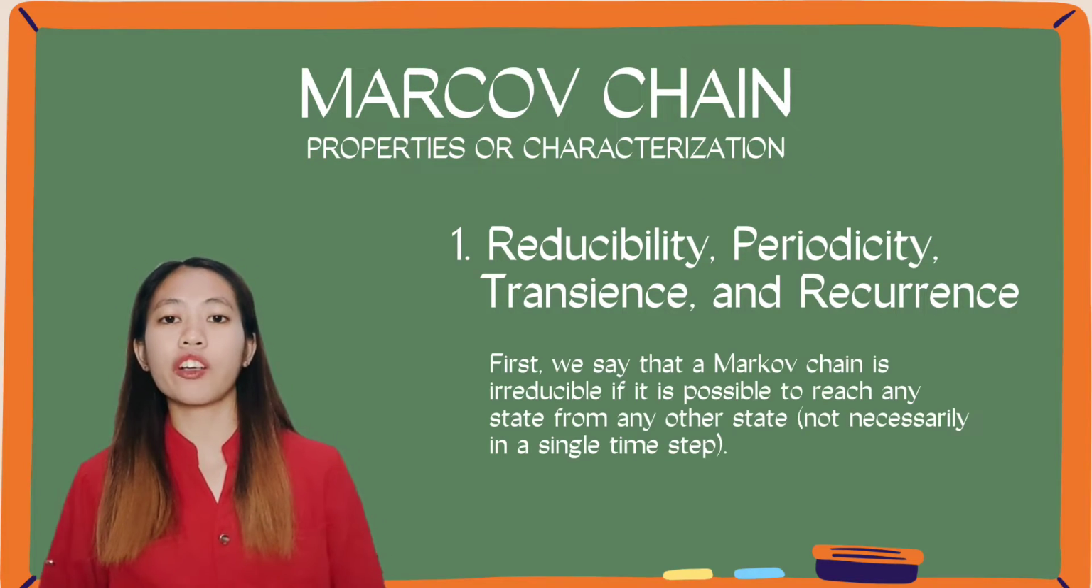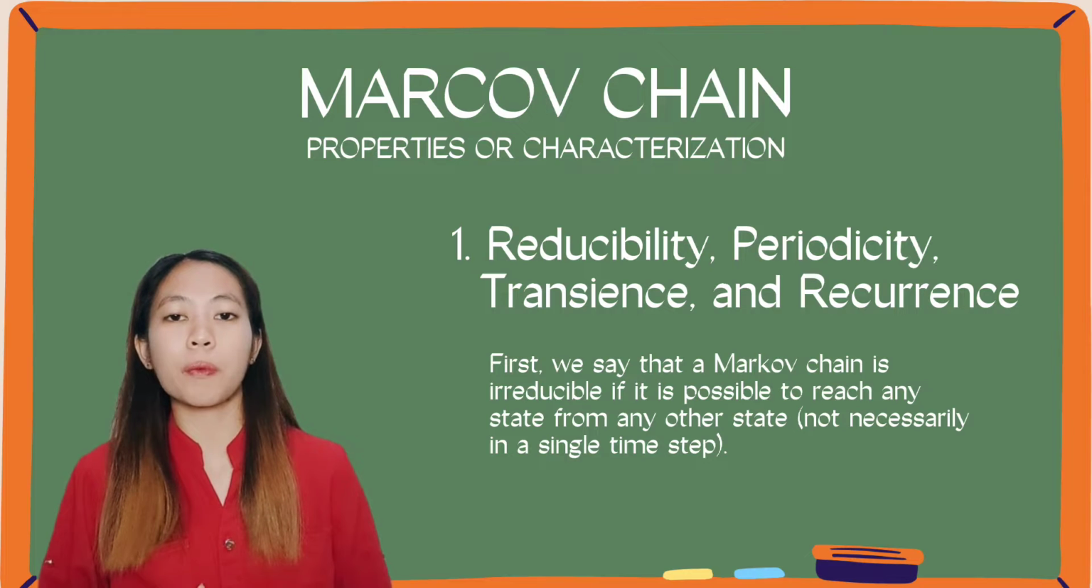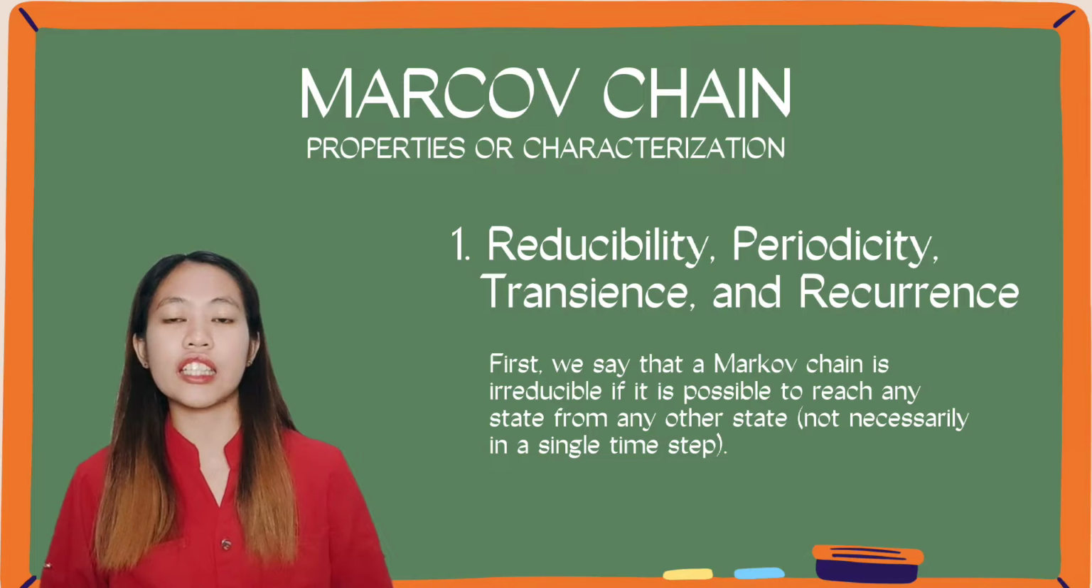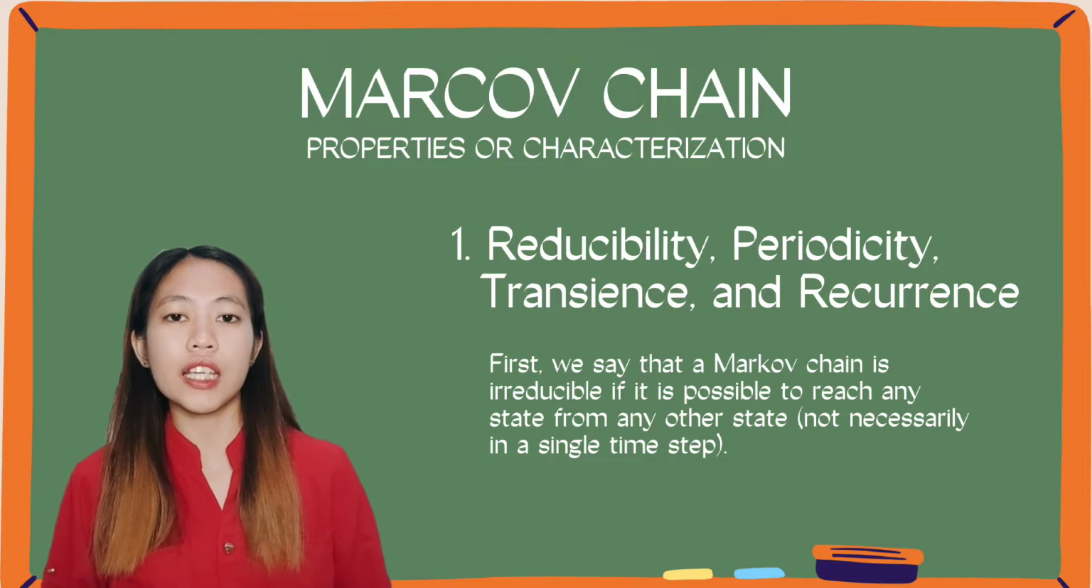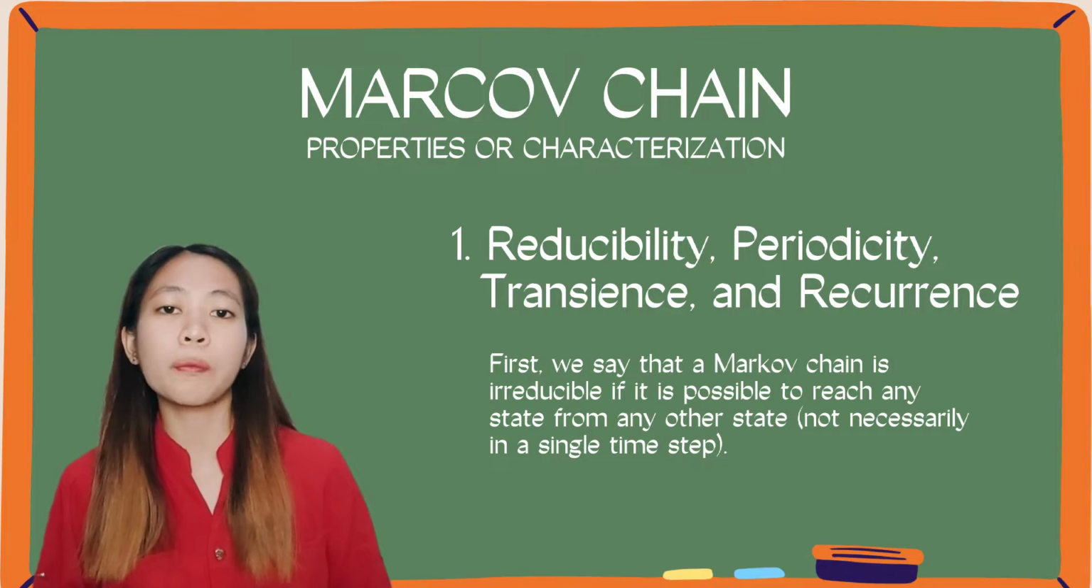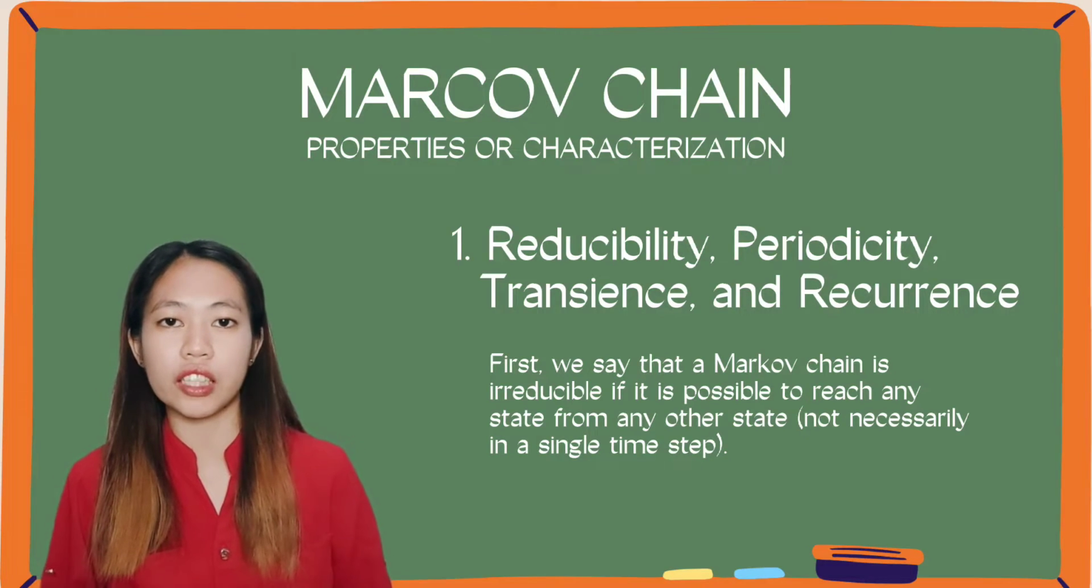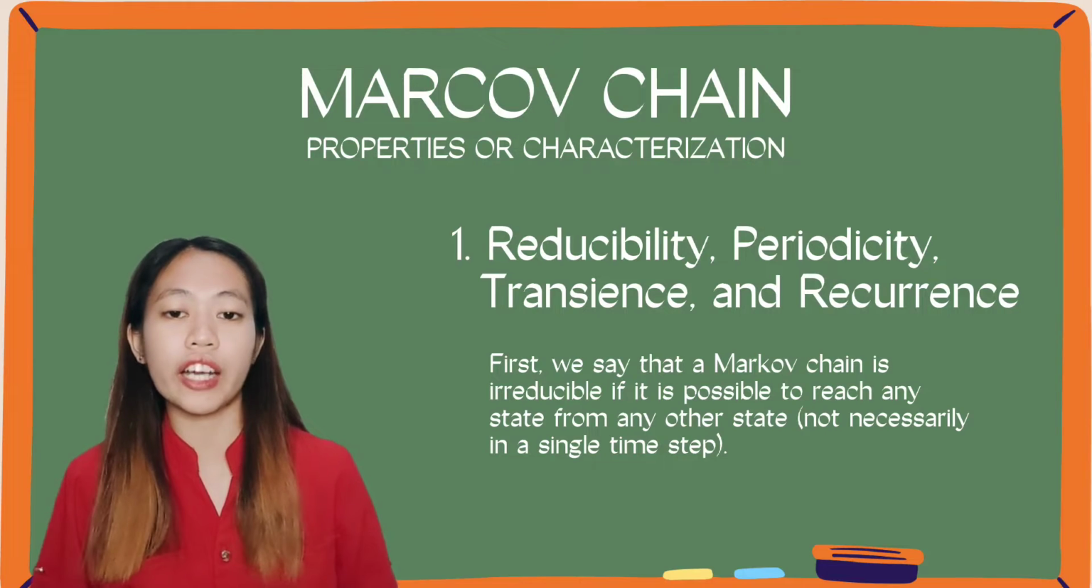First, we say that a Markov chain is irreducible if it is possible to reach any state from any other state, not necessarily in a single time step. If the state space is finite and the chain can be represented by a graph, then we can say that the graph of an irreducible Markov chain is strongly connected, a term from graph theory.